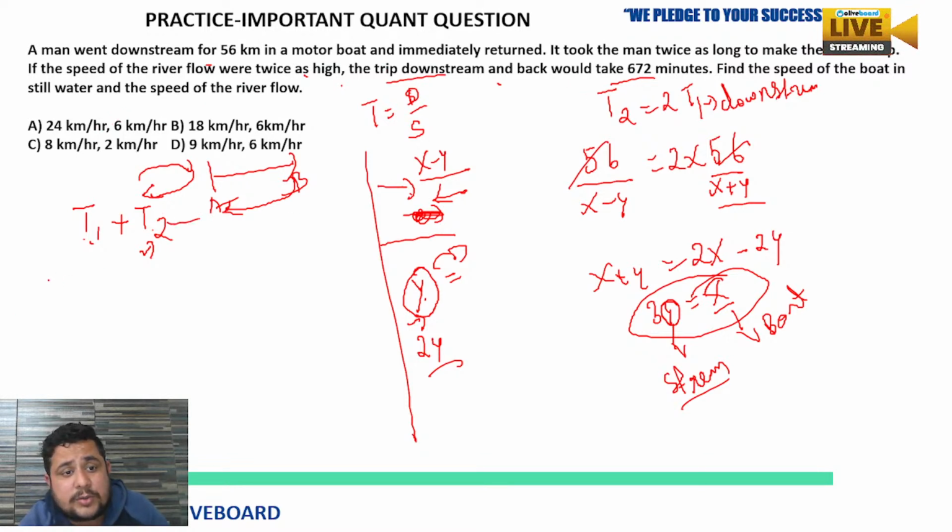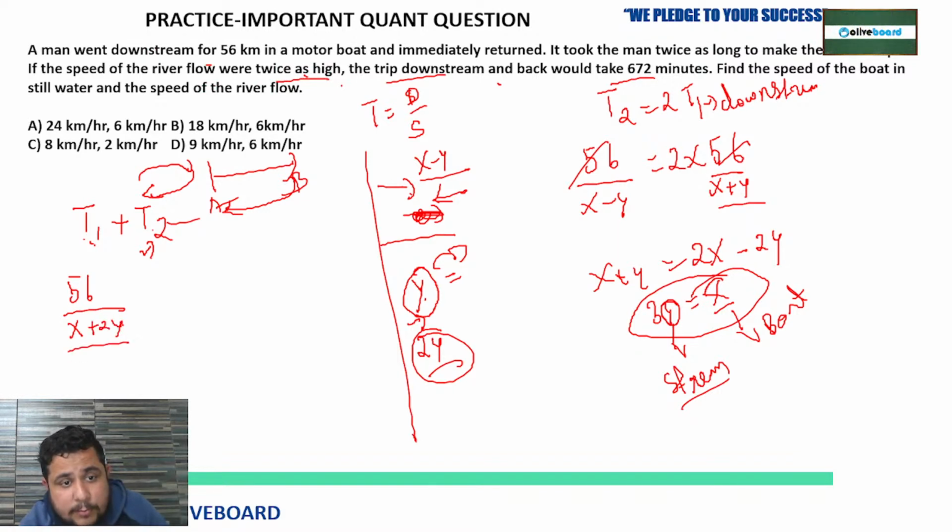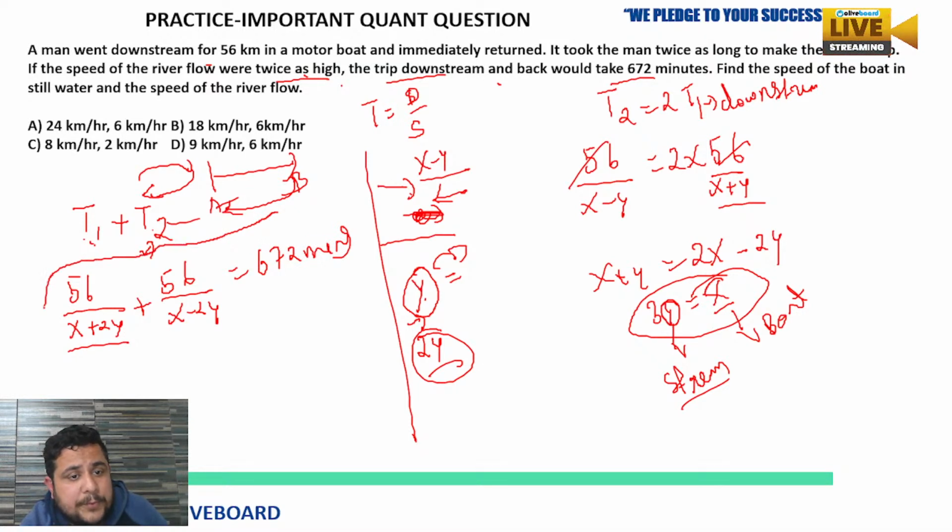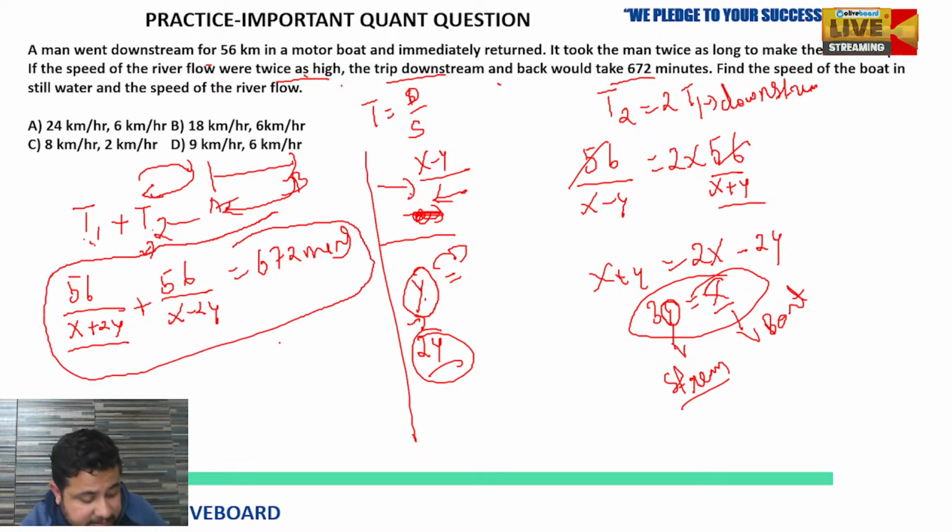So if the speed of river flow were twice as high, and the trip downstream and back would take 672 minutes. Okay, so 56 upon x plus 2y, because the speed of river flow is twice as high. So twice means it will become 2y. That is when they are moving downstream, plus T2 is when they are coming back. So 56 upon x minus 2y is equal to 672 minutes. Clear? Now I hope you are getting the point, right? How we will solve this, how the data will be solved. 56 upon x plus 2y plus 56 upon x minus 2y.